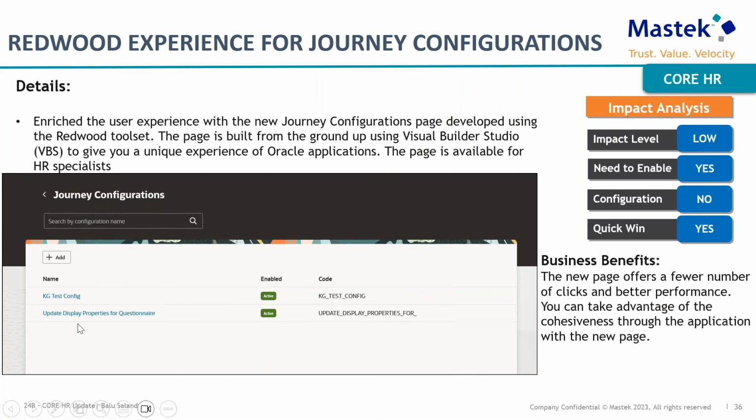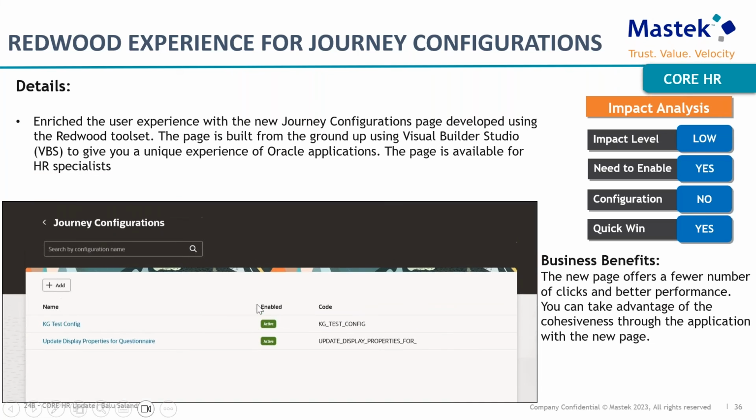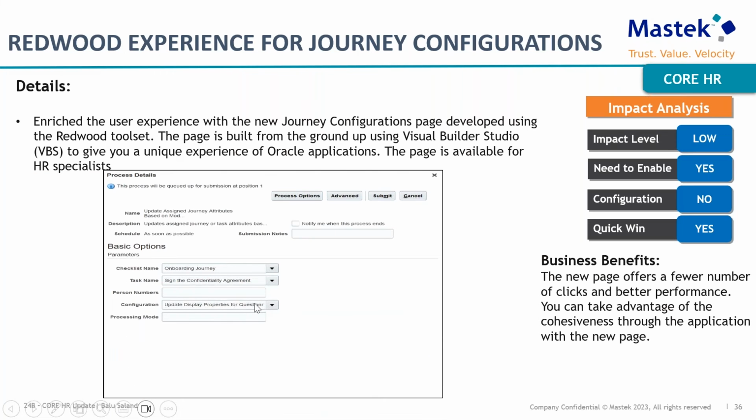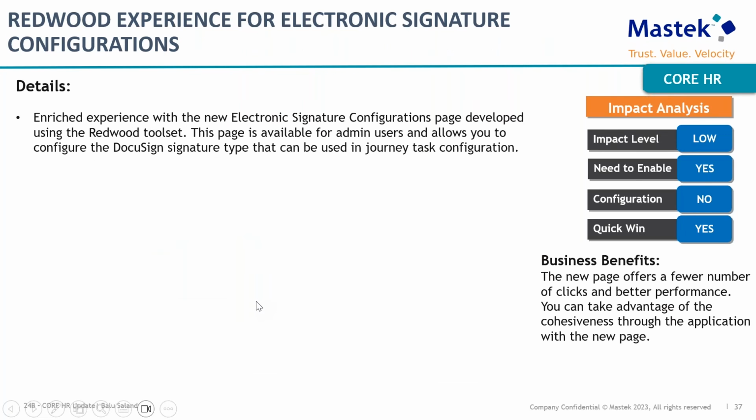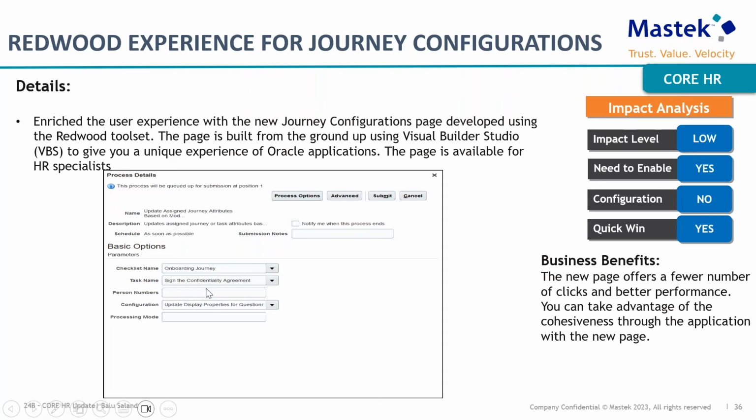Finally, the journey configuration is completed, and then we need to run a scheduled process, Update assigned journey attributes based on modified journey templates. We can select the checklist name here and the configuration, the one which we have created, update display properties for a questionnaire. And then once it is submitted, the checklist will be updated accordingly for all the notifications that the user has to receive.